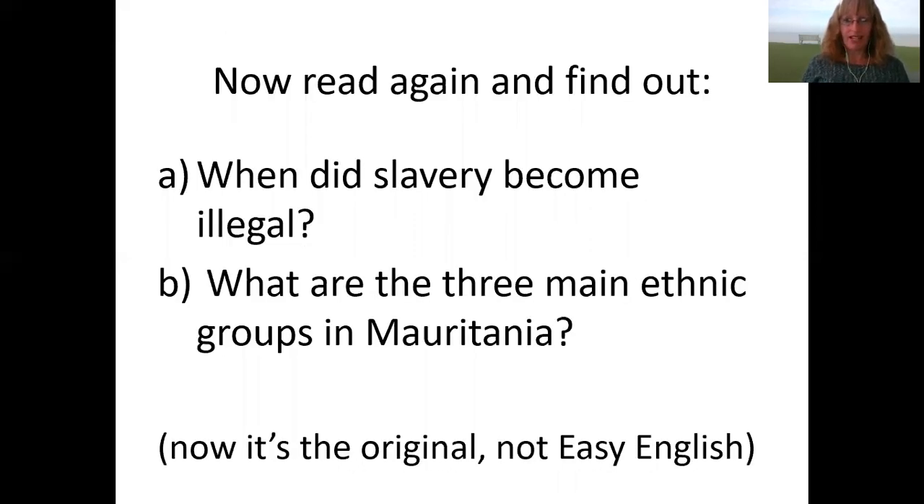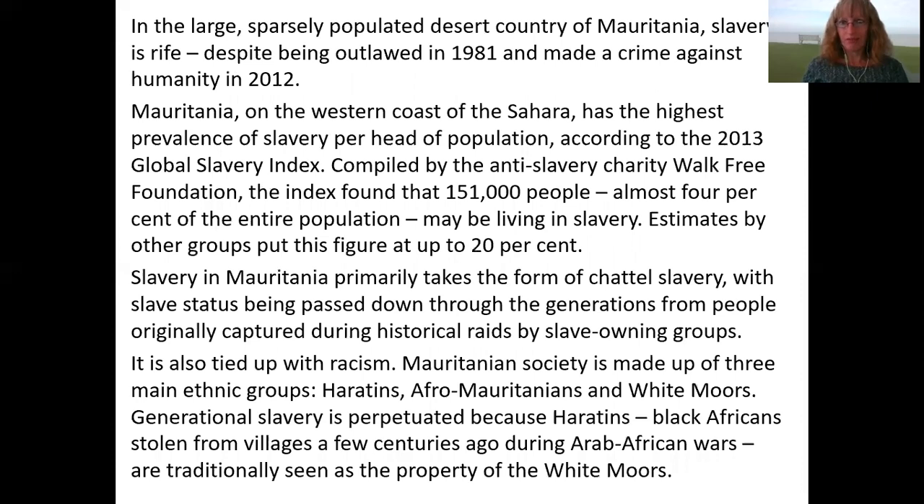Okay, so we're going to read it again, this time the original, not the easier English version. And you have two questions. When did slavery become illegal? And what are the three main ethnic groups in Mauritania? If you need to pause the reading, you can do so. Okay, so the date, yes, it's 2012, and the three main ethnic groups in the bottom paragraph are the Haratins, the Afro-Mauritanians, and the White Moors.